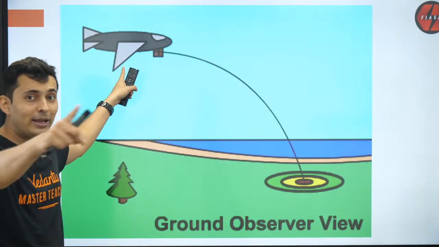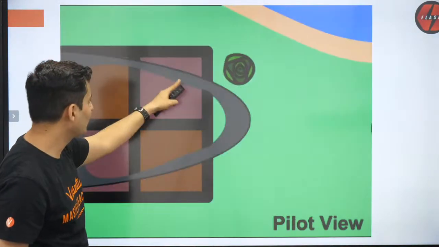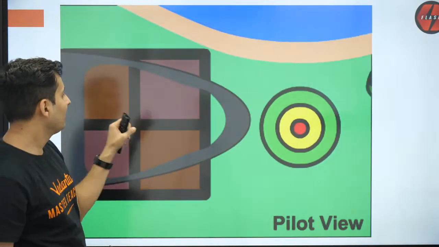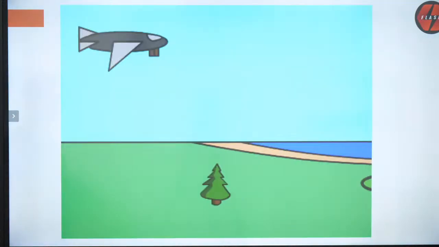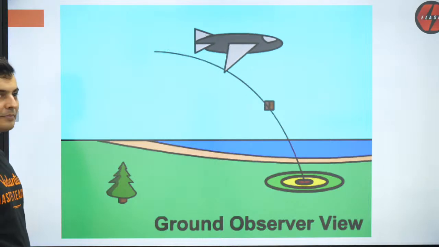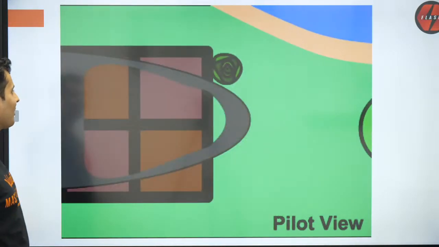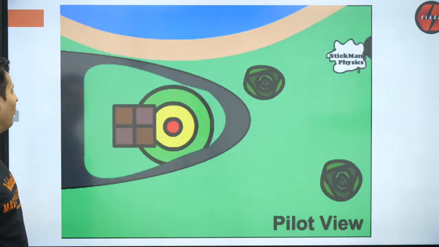Oh, by the way, I have a very cool animation for all of you. This is how it looks like from the ground. But for the pilot, it is just a vertical motion. Look at that. From the ground, it looks like a horizontal projectile. But from the pilot's point of view, when you drop the bomb, it looks like a vertical motion.